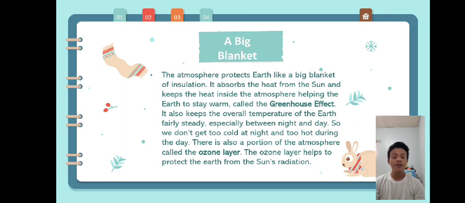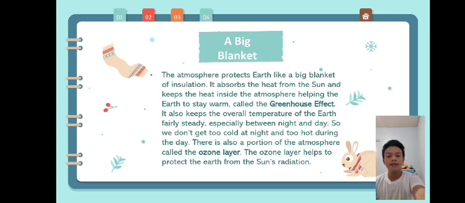There is also a portion of the atmosphere called the ozone layer. The ozone layer is the layer that protects us from unbalanced temperature or weather. The ozone layer protects us from ultraviolet radiation from the sun. And lastly, the ozone layer protects us from the sun's radiation, just like what I've said earlier.